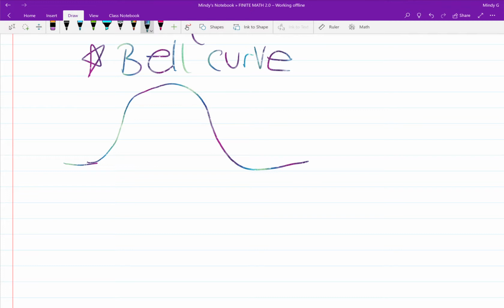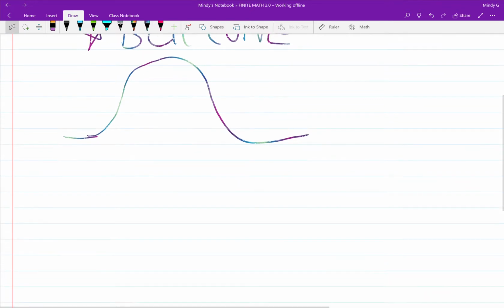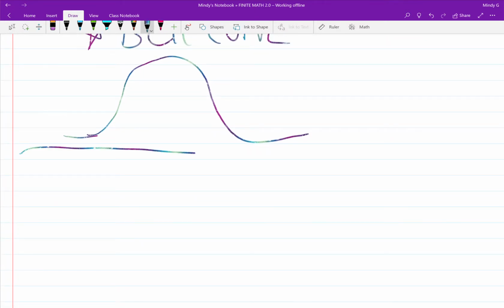Okay. So we're going to put a number line right here. This center value is going to be your mean, which is also your median and also your mode, right?